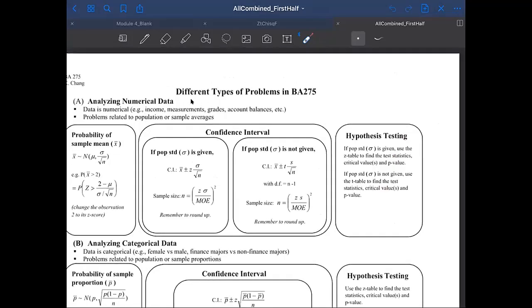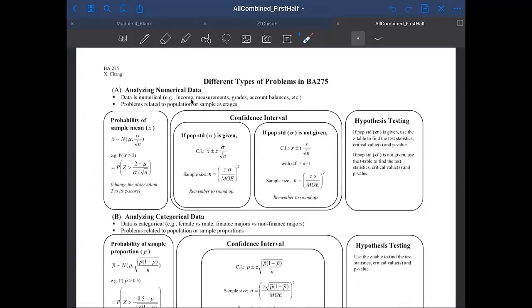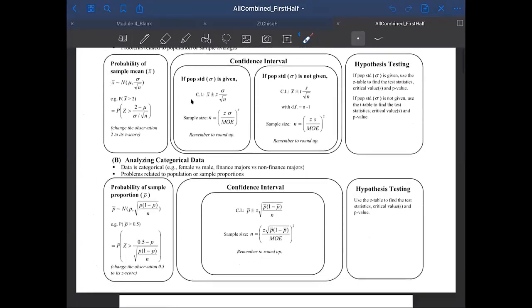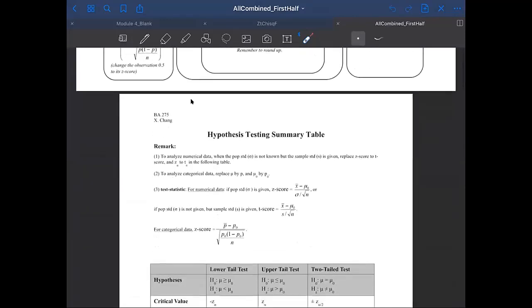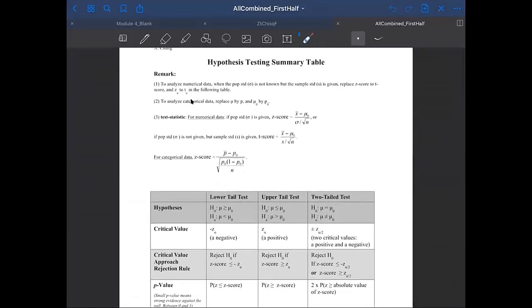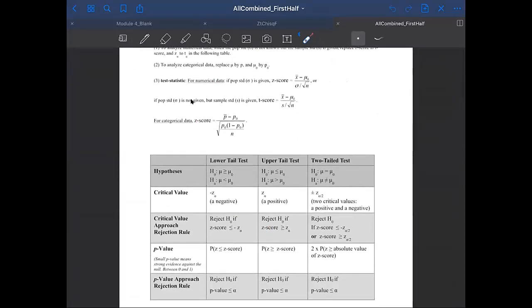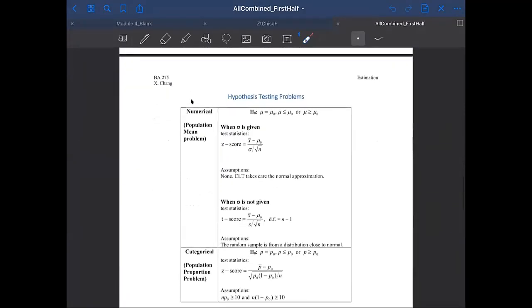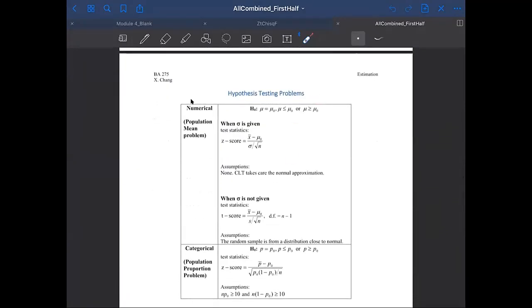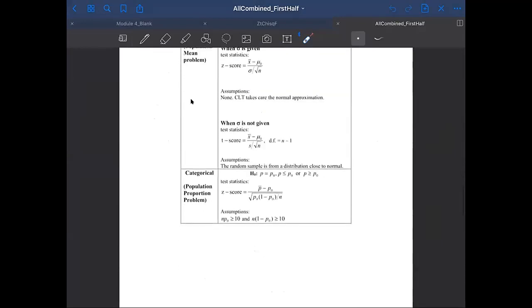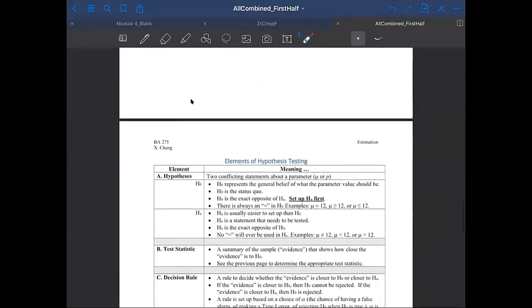This set of handouts is posted on Canvas, and make sure you print out a copy, or if not, you can save it as a PDF. What we are doing today is pretty much working on this summary table, the hypothesis testing summary table. There are several different scenarios here. You can see there are a lot of formulas, but they are very repetitive.